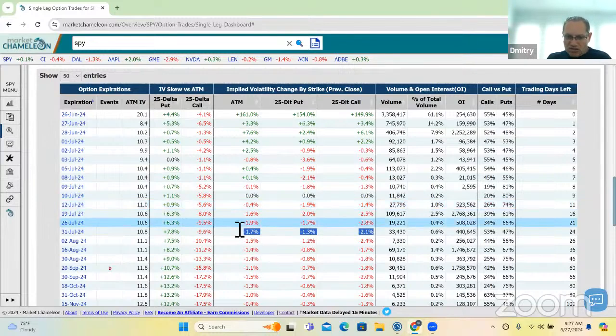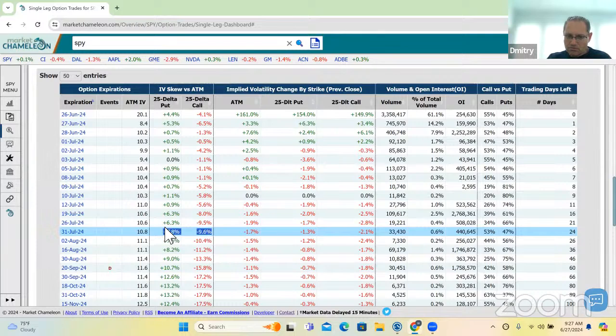Okay, this is a relative value based on the at the money. So this is what the 25 delta put implied volatility is relative to the at the money. What is the 25 delta call volatility relative to the at the money? But this looks at the change from the previous day. Did the implied volatility move up or down? And this is comparing strike by strike.